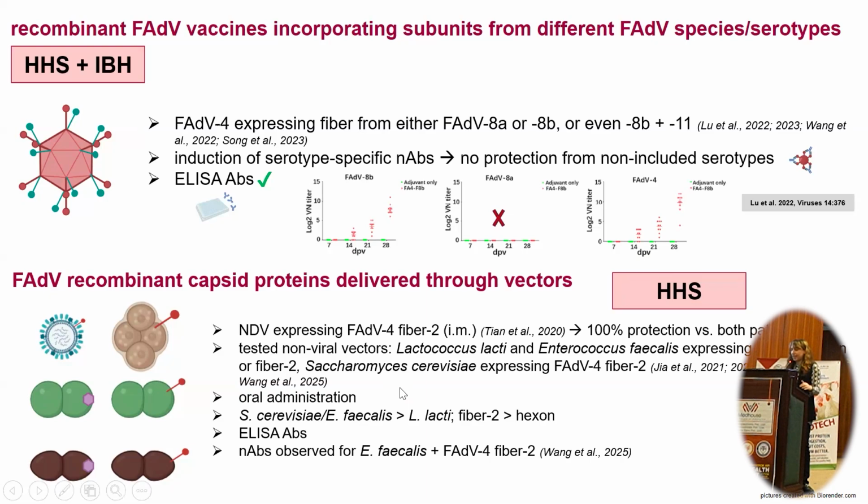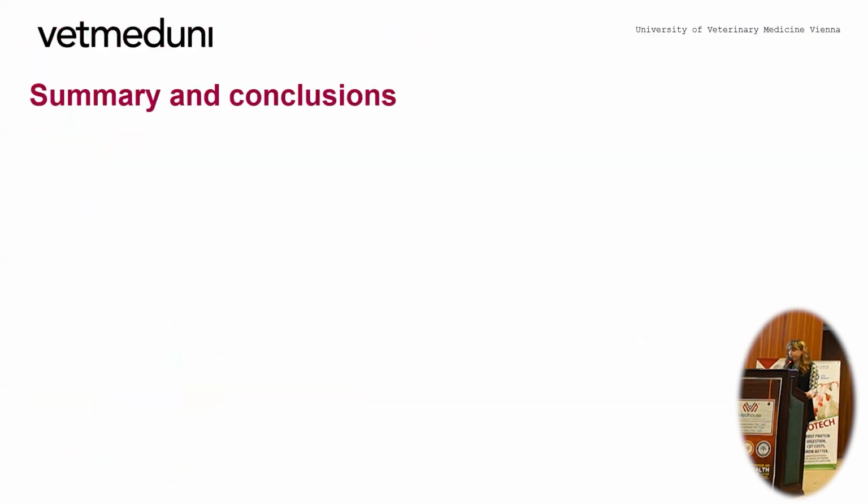If you compare the studies, you see that some vectors perform better than others. For example, Saccharomyces cerevisiae and Enterococcus faecalis were better than Lactococcus lactis. And as we saw before, fiber 2 performed better than the exon. There was development of antibodies on the ELISA, and one study even looked at the neutralizing antibodies. They were observed with Enterococcus faecalis expressing the fiber 2.